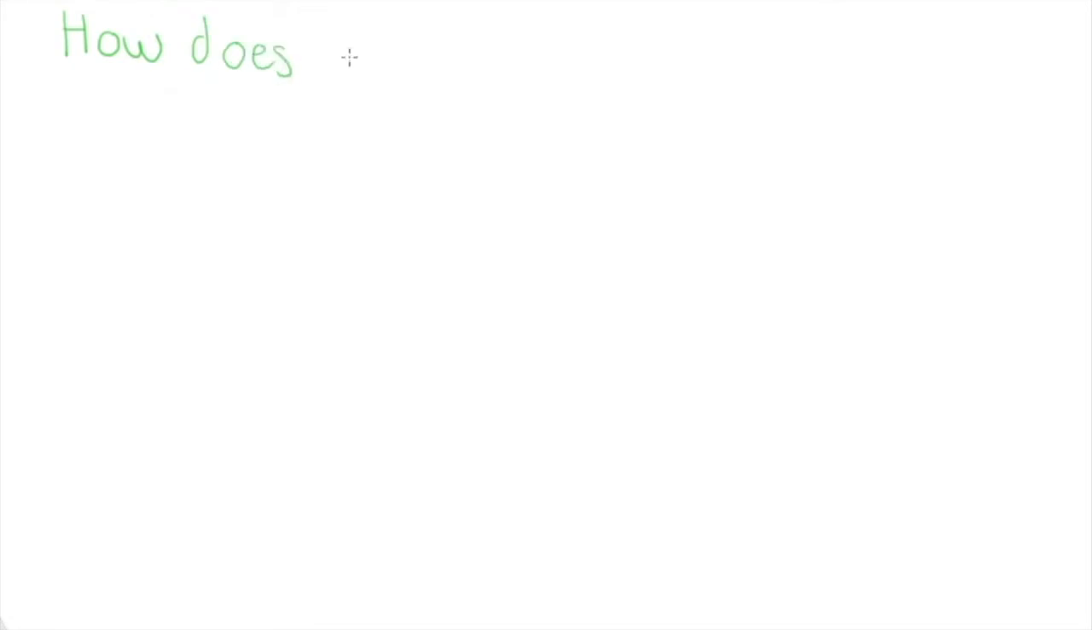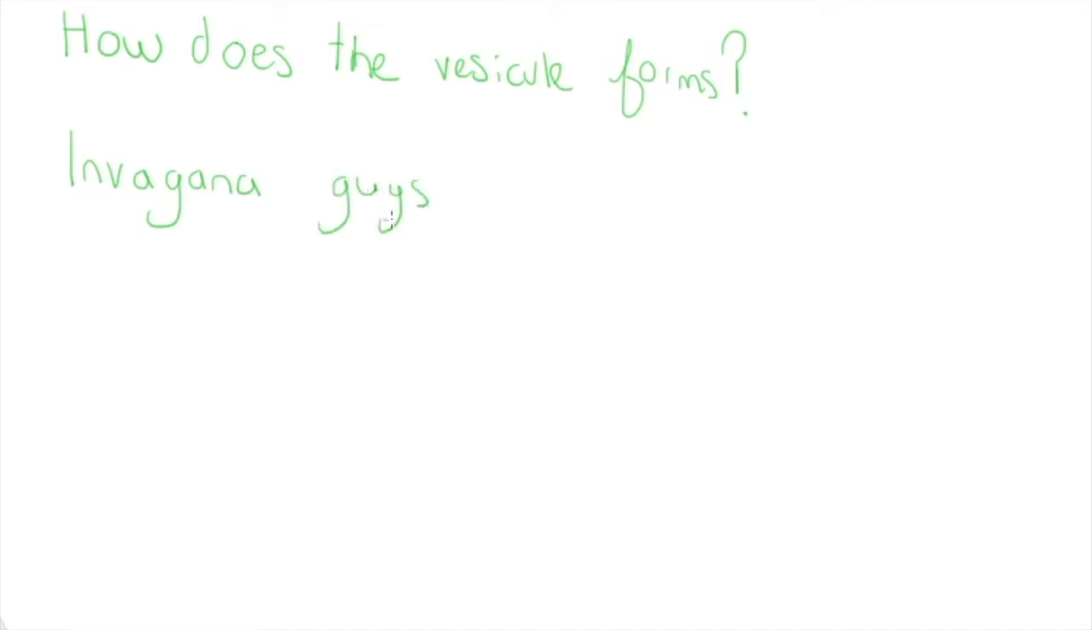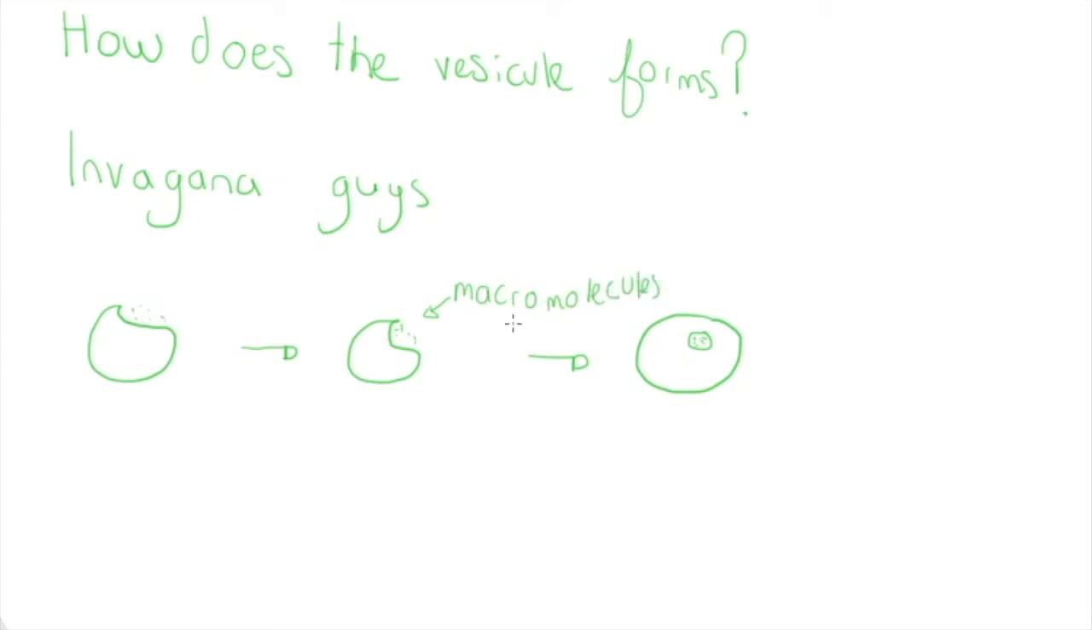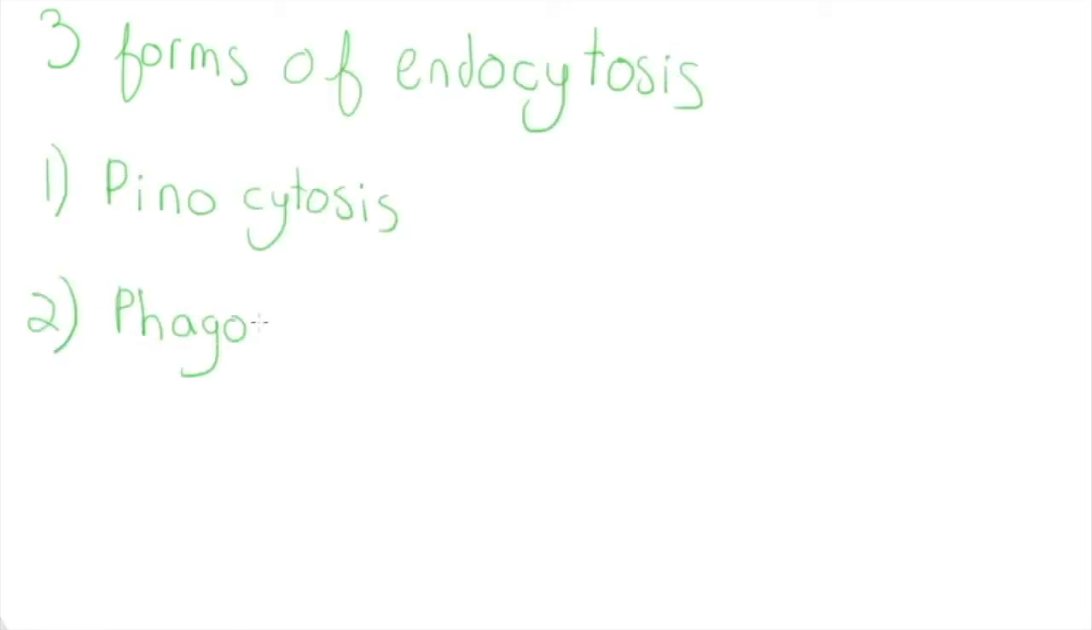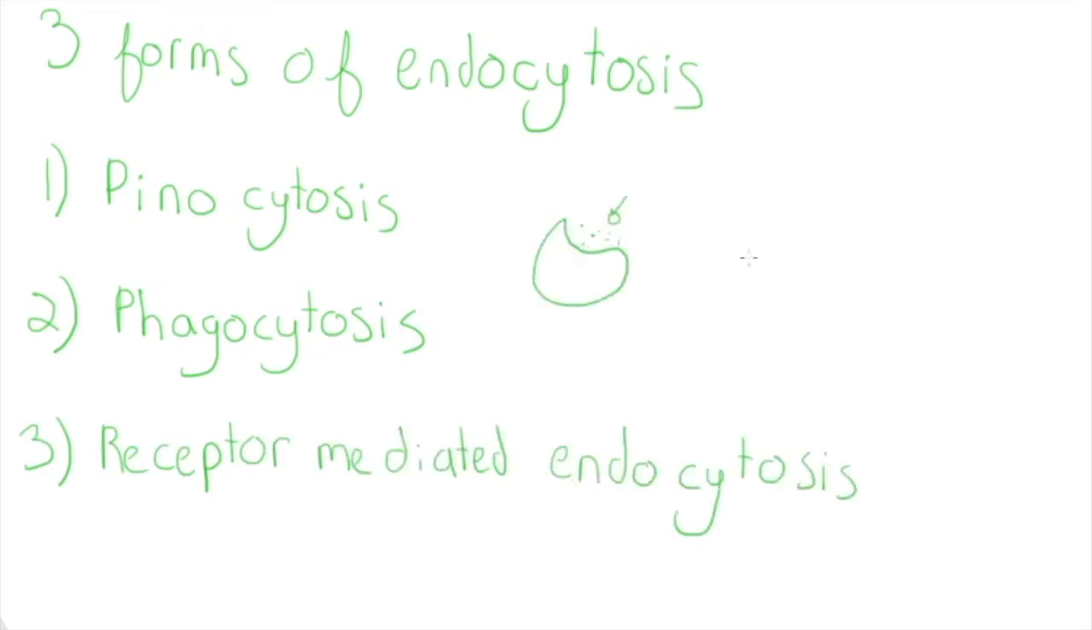And how exactly does the vesicle form? Invagination. Yes, guys, invagination. Forming a pocket that detaches itself from the plasma membrane and forms a vesicle with extracellular content. There are three forms of endocytosis: pinocytosis, phagocytosis, and receptor-mediated endocytosis.